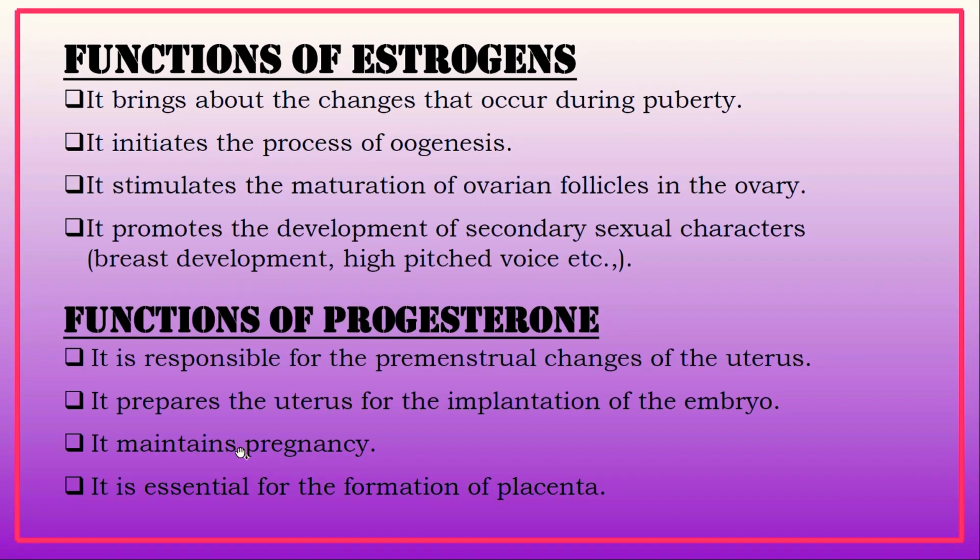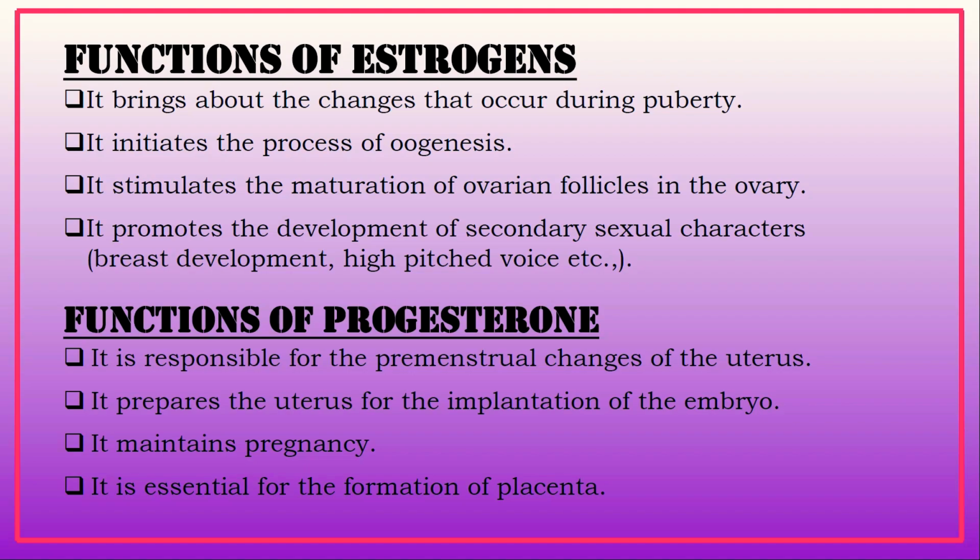What are the functions of estrogen? Estrogen brings about the changes that occur during puberty. So puberty is first menses. It initiates the process of oogenesis. Oogenesis means the process by which the ovum is produced. It stimulates the maturation of the ovarian follicle in the ovary. The ovary has many follicles, called ovarian follicles, the maturation of which is concerned with estrogen. It promotes the development of secondary sexual characters, breast development, high-pitched voice, etc.